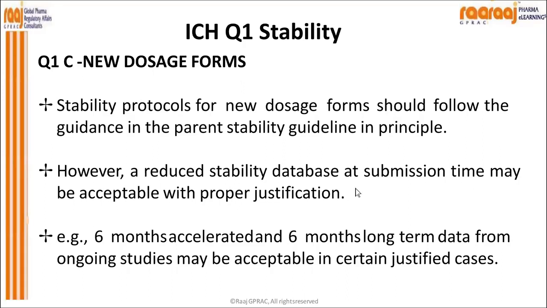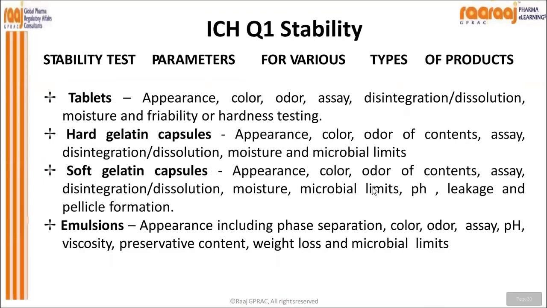Middle stability database at submission time may be acceptable with proper justification. Like 6-month accelerated and 6-month long-term data from an ongoing study may be acceptable in certain justified cases. So these are the different stability parameters for different types of dosage form.